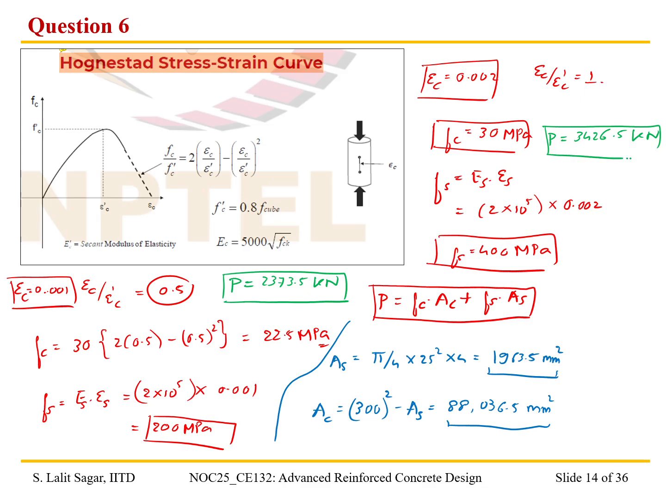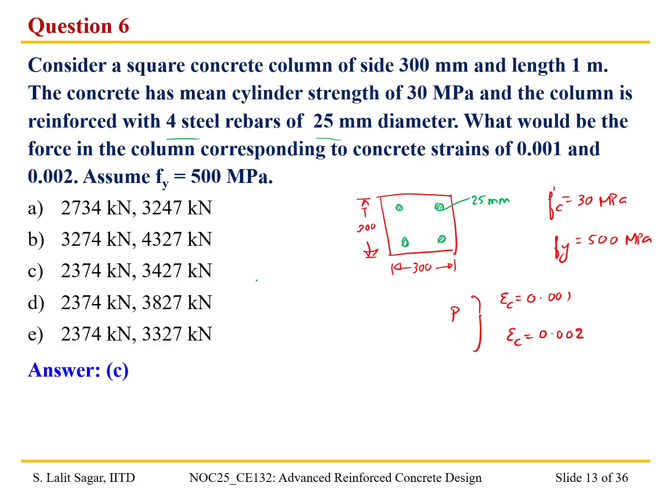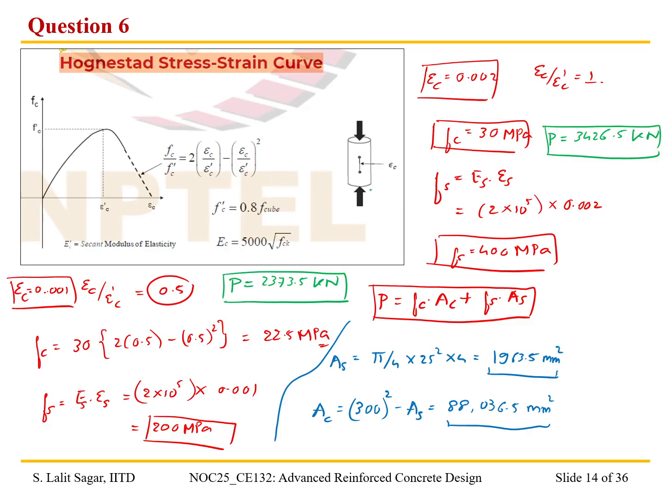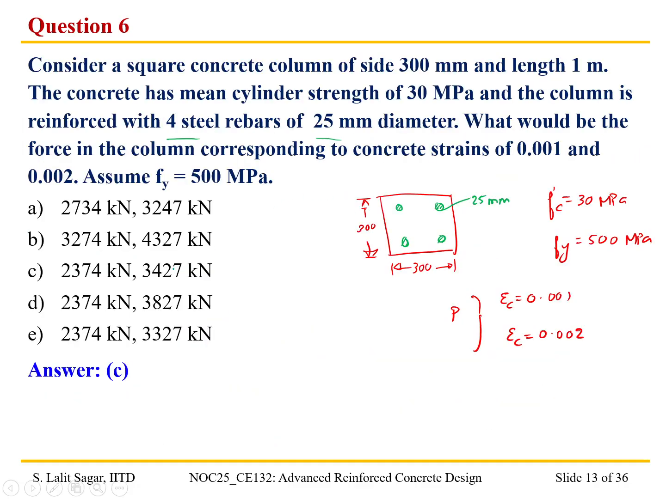Okay, let us go back to the answers and let us check the options once again. 2373 and 3426. Yeah, 2373 and 3427. So out of these five options, option C is the correct answer. Okay, we can proceed to the next part of this question.